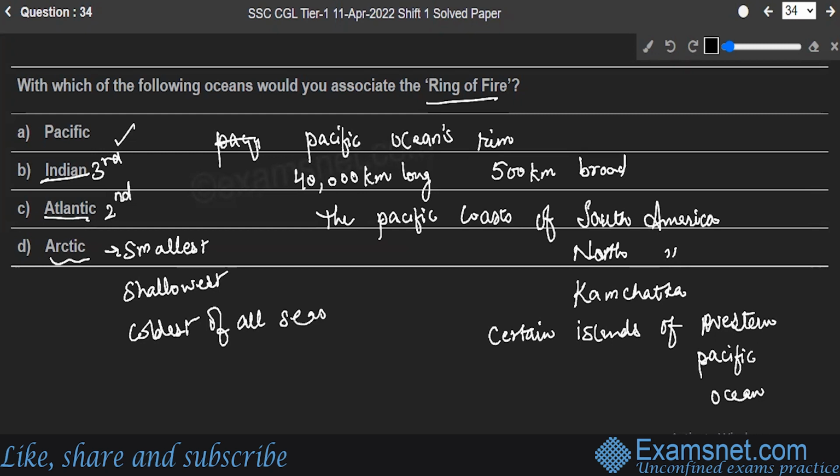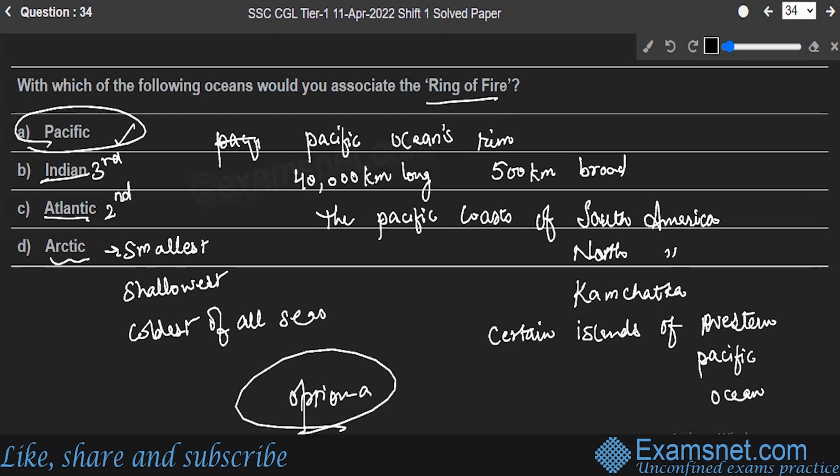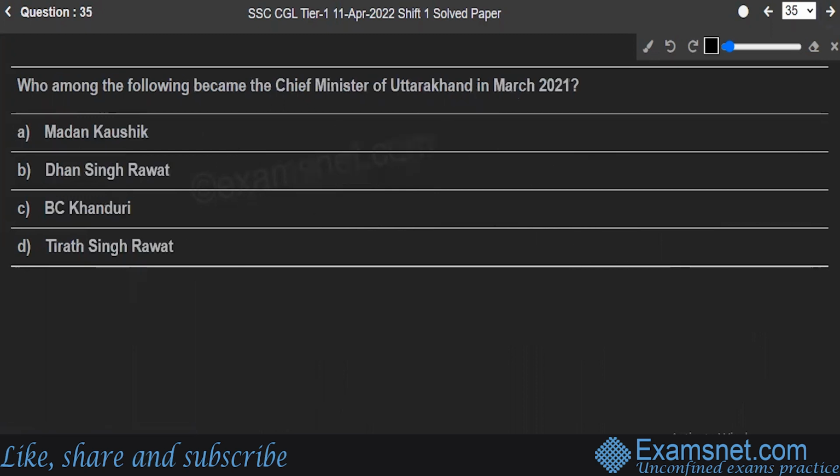So the Ring of Fire is correctly associated with the Pacific Ocean. Option A is the correct answer for this question. Hope you are clear with this. Let's move to the next question, number 35. Who among the following became the Chief Minister of Uttarakhand in March 2021? Is it Madan Kaushik, Dhan Singh Rawat, BC Khanduri, or Tirath Singh Rawat? Which is the correct option out of these?